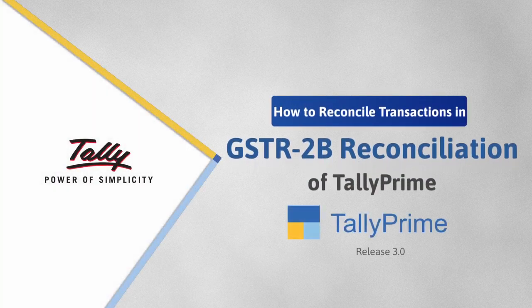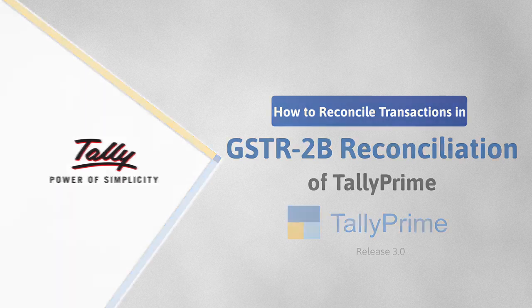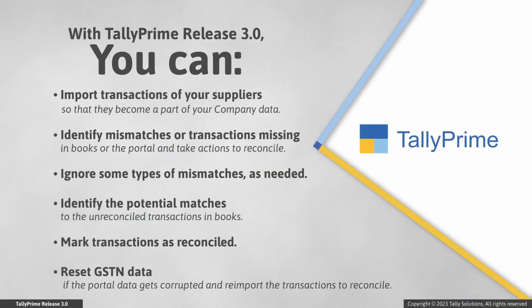In this video, you will understand how to reconcile your purchase transactions in GSTR-2B reconciliation of TallyPrime once the suppliers file their GSTR-1, GSTR-5 and GSTR-6 returns. TallyPrime Release 3.0 brings in the facility using which you can import the transactions of your suppliers, download it from the portal and reconcile in TallyPrime. And the imported data becomes the part of your company.